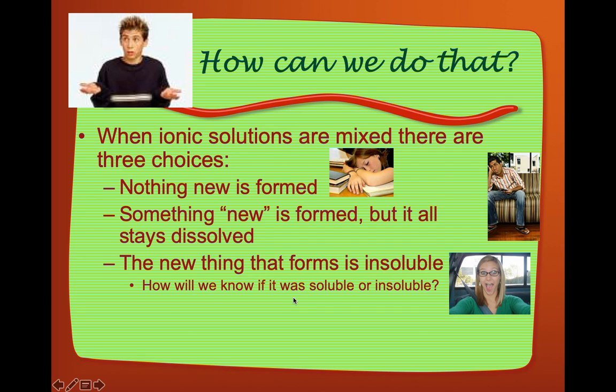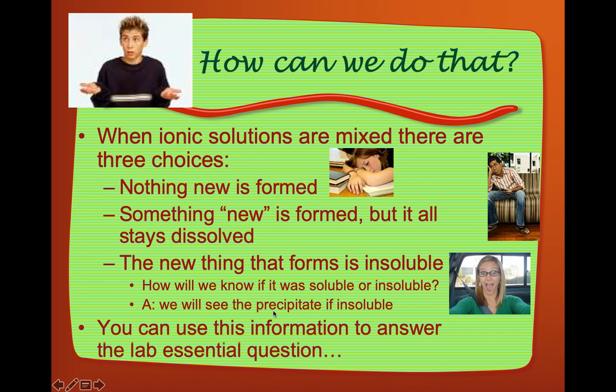All right, so if we're observing something in a lab and we mixed ionic solutions, how would we know if something was soluble or insoluble? Think about that for a few moments. How would we know? Yeah, the answer is we would see a precipitate if it's insoluble. Soluble means that everything dissolves. So that means that everything stays mixed together like a homogeneous mixture. If we see something chunky or cloudy or floating around after the mixture happens, we know that there's a precipitate. And that is what we are focusing on in today's notes and in our next lab.